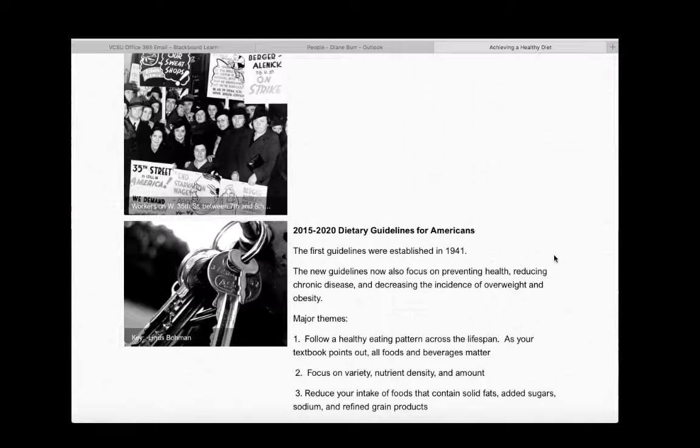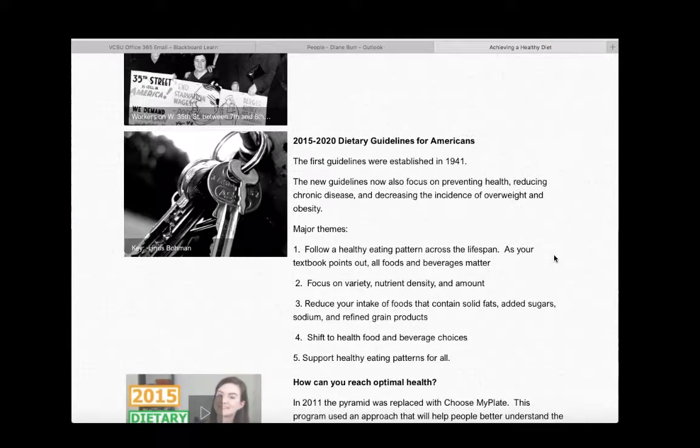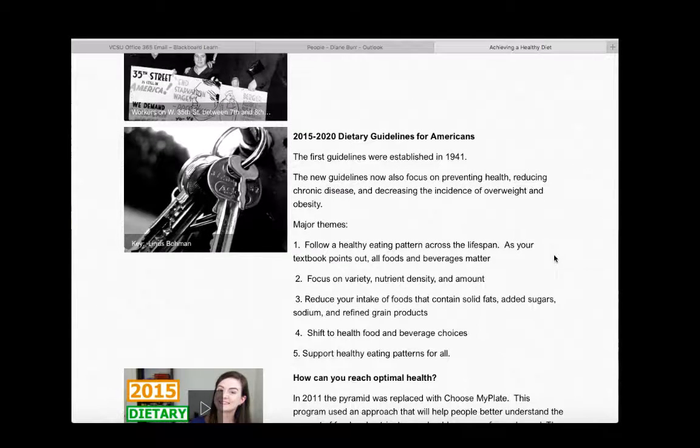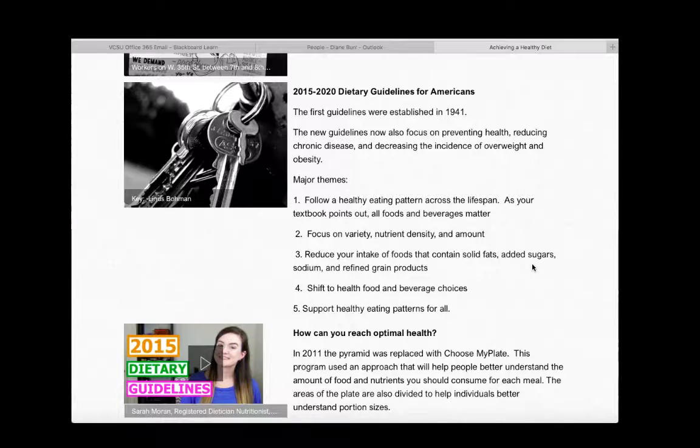The first guidelines were established in 1941. The recommendations set prior to 1980 focused on preventing nutritional inadequacy. Since that time, we have seen American society ravaged by chronic disease brought on by the prevalence of overweight and obese Americans. With this in mind, the new guidelines now focus on promoting health, reducing chronic disease, and decreasing the incidence of overweight and obesity.